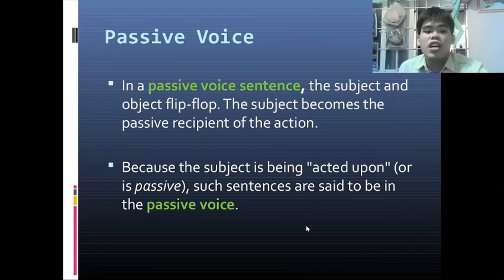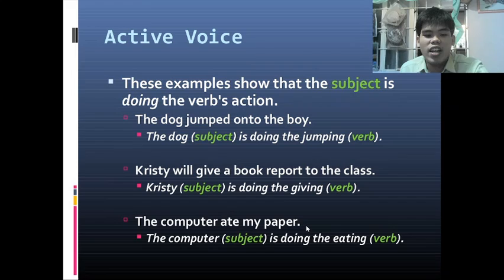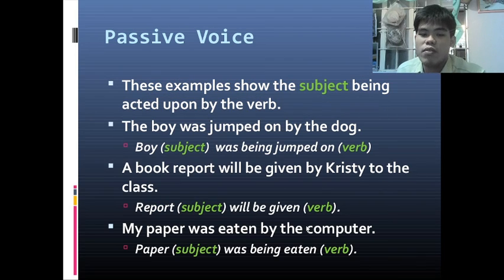So again, in the passive voice, the subject and the object trade places. So here, again, let's go with the last sentence. The computer ate my paper. The computer is the subject. The paper is the object. And when turned into passive voice, they change places. The subject this time is the paper and the object is the computer.